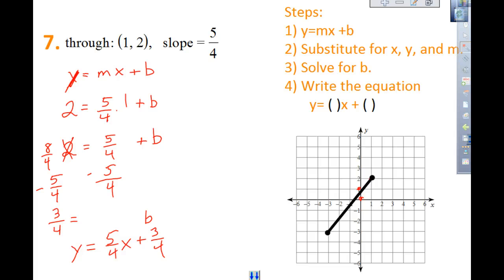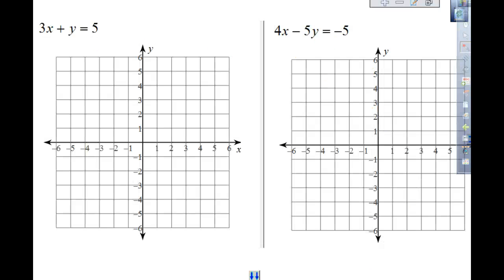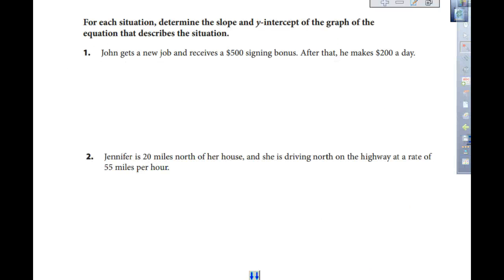So let's flip over to the homework. I'm going to remind you that we're going to do a couple reviews. Review problems in the beginning and at the end of the homework. In the middle, you'll have stuff that looks just like what we just did.